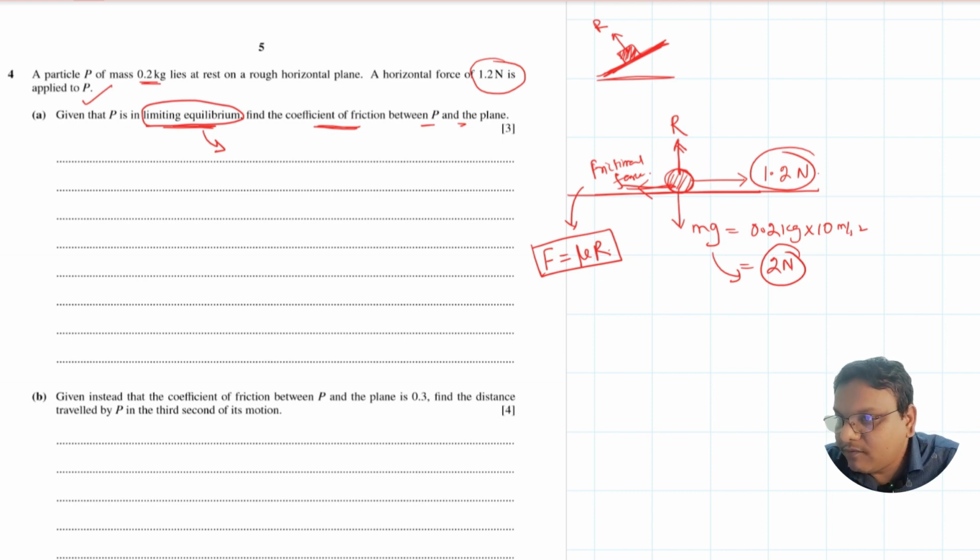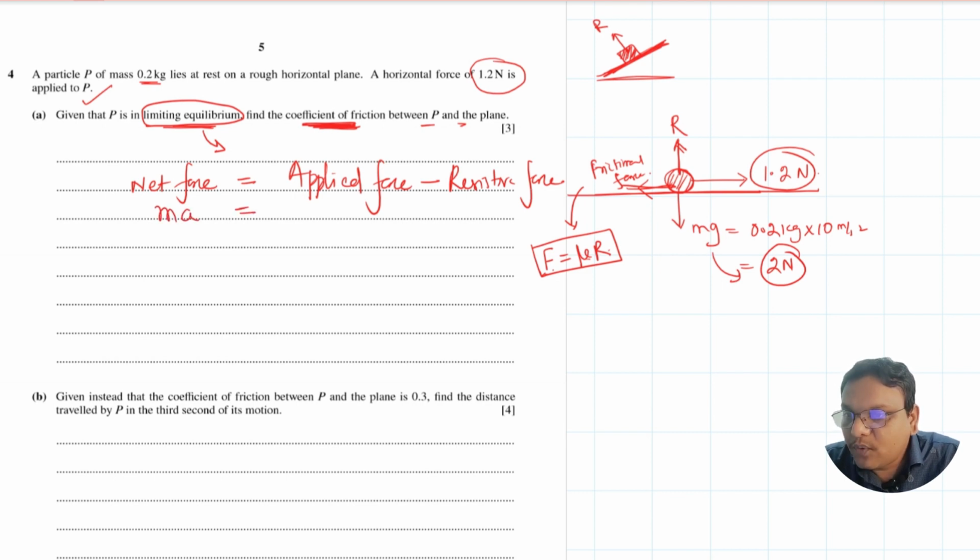Before finding this coefficient, since the frictional coefficient is a part of a force, we'll try to find the net force. You can write it like this: net force is equal to applied force minus resistive force. What is the net force? F equal to ma, we know this, is equal to the applied force, this one, 1.2 Newton, minus the backward force, that is Fr, the resistive force we have.